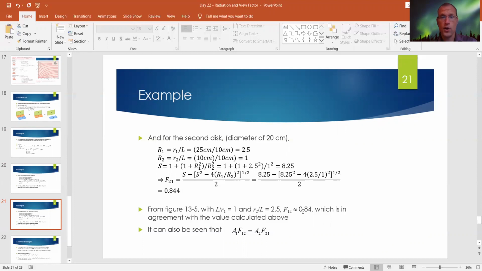The other thing you can see, if you want to check your answers, is that I can take A1, the area of the big disk, times F12, 0.135. I can take A2, the area of the small disk, times this 0.844, and I can show that they're the same number, again proving that A1 F12 equals A2 F21, which also kind of confirms my answer, which is kind of nice.